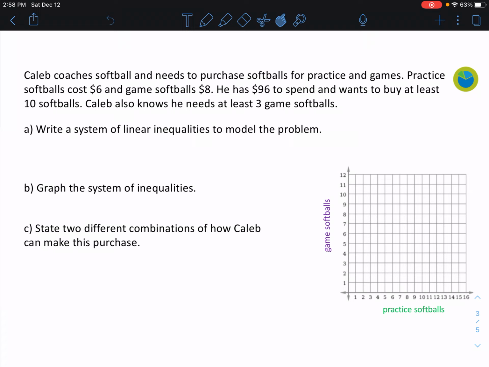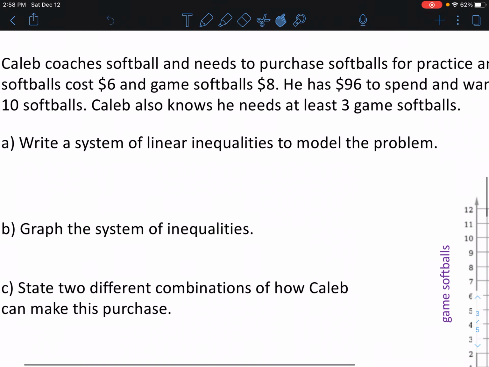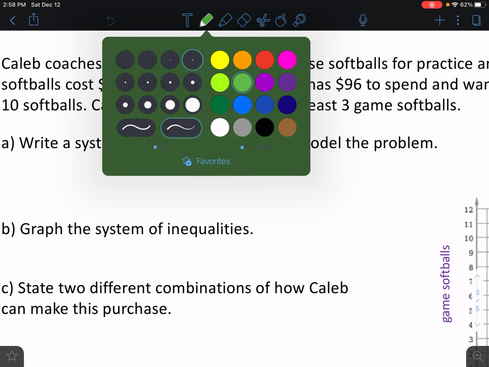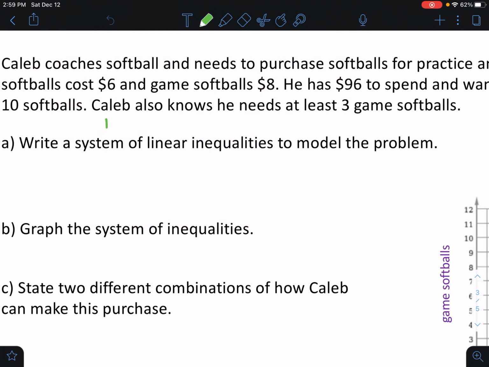Part A, write a system of linear inequalities to model this problem. We're going to graph that system then, part B, and then part C, state 2 different combinations of how Caleb can make this purchase. Okay, so first of all, if we look at the graph here, you'll notice that practice softballs are on the x-axis, and game softballs on the y-axis. So that is my first thing I want to keep in mind when I'm writing my system.